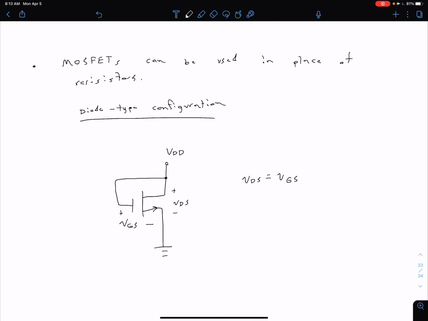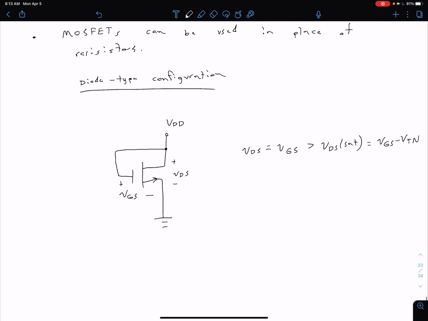And remember, our VDS sat is equal to VGS minus VTN. So that means that our drain voltage, VDS, is always going to be greater than our VDS sat. Again, let me just write that out. This is equal to VGS minus VTN for our NMOS transistor that we're considering here. Of course, a similar case for our PMOS. And so what this means is that the device is always in saturation mode, so long as it's not cut off. It can also be cut off, but if it's turned on, it's always going to be in saturation.